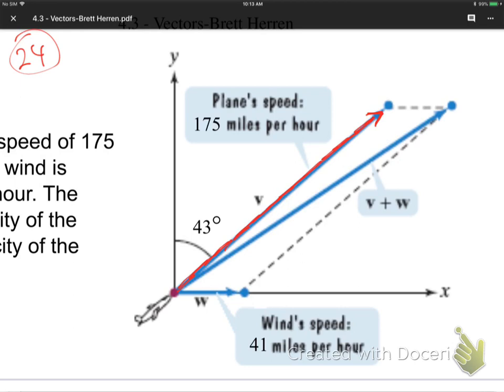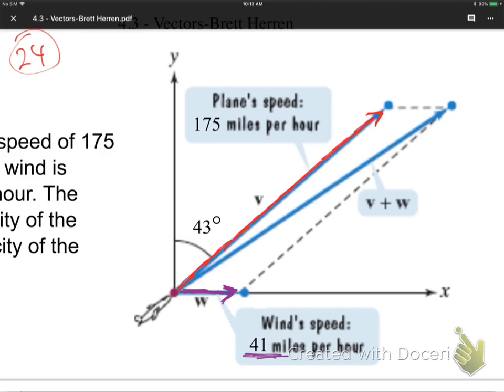But the wind is playing a part also. The wind is blowing straight east at 41 miles an hour. So what's going to be the result? What's going to be the overall effect of both the engine and the engine's heading and the wind together? Where's that plane really going to head? They're actually showing it right on the diagram.